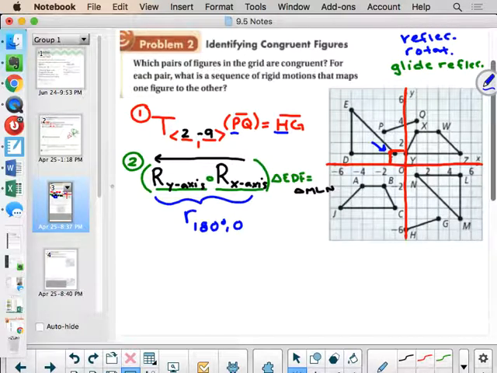Does that answer your question, Susie? Perfectly acceptable answer. Does that kind of make a little more sense now too? Awesome. All right, so we still have two more figures, okay?